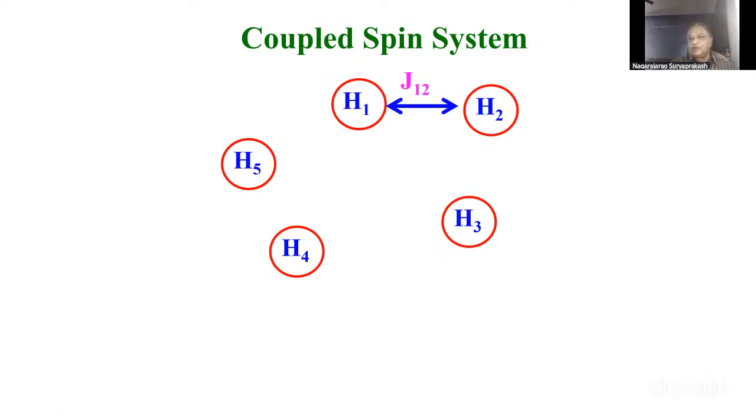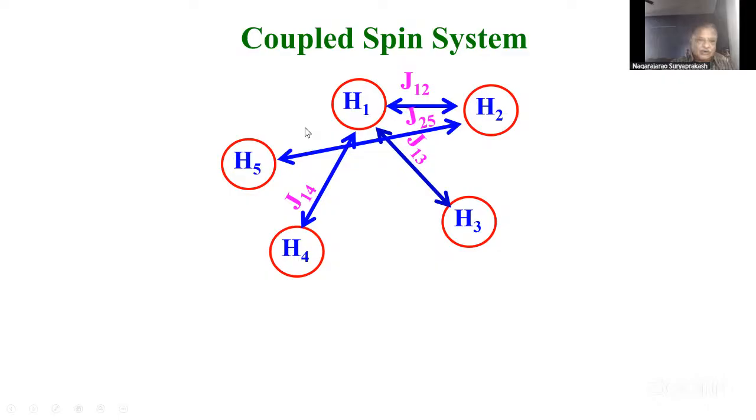One may be coupled to 2, it may be coupled to 3, 4, 5, etc. And the coupling constant is always given by J. For example, the coupling constant between 1 and 2 is J12. Similarly, J13, J14, etc. could be there. One of the couplings may be 0, it doesn't matter. But all these spins which have coupling among themselves form what is called a coupled spin system.